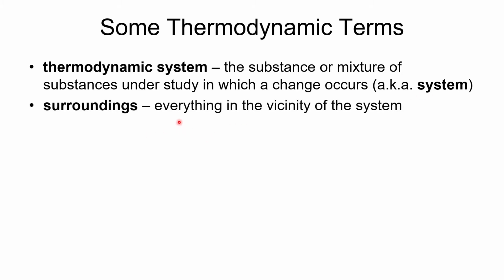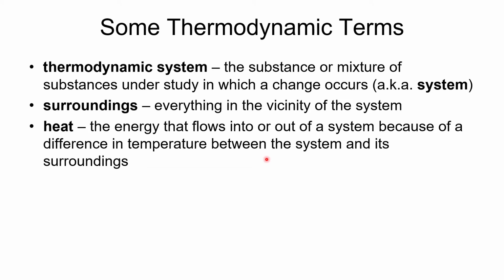The surroundings is going to include everything that's around that system. Technically, the surroundings include everything else in the universe, but we try not to look at the entire universe while we're calculating the surroundings. We try to isolate the surroundings from the rest of the universe so that it's easy to measure changes in the surroundings. And then heat. Heat is energy that flows into or out of the system because of a difference in temperature.